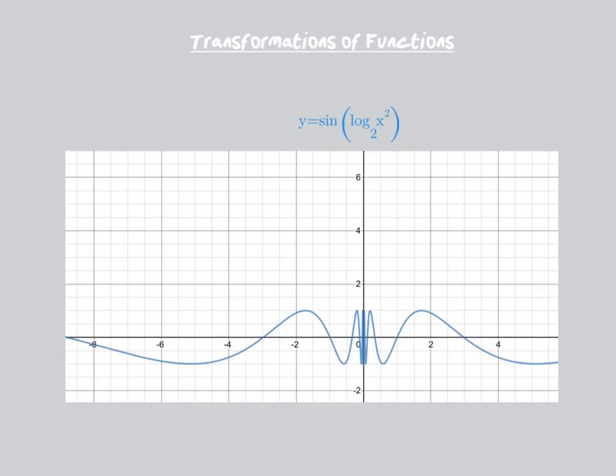Here's an interesting graph. y equals sine of the log of x squared to the base 2. What if I were to ask you to move this entire graph over 3 to the left? What would your new equation be? Give that a shot and come back to see if you get the right answer.